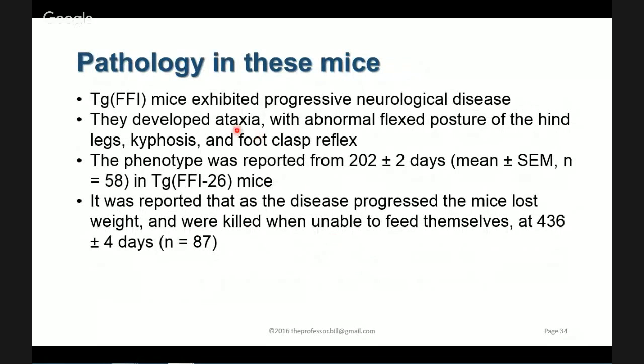Again, as they get older, these mice start to exhibit progressive neurological signs and symptoms. They develop ataxia, they have problems moving, they have abnormal flexed posture of the hind legs. Do any of you know what kyphosis is? Anyone? Yes. Yeah, an abnormal hunching or curvature of the spine. So they have this kyphosis, and they have an abnormal foot grasp reflex as well. They do start to have the same neurological symptoms that we saw in humans as they get older, especially once they get to about 200 days of age.